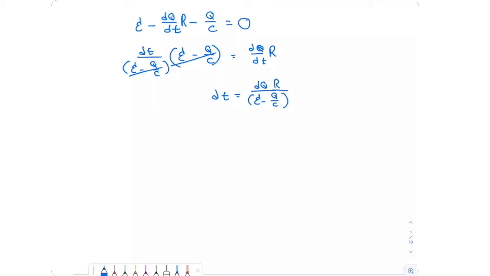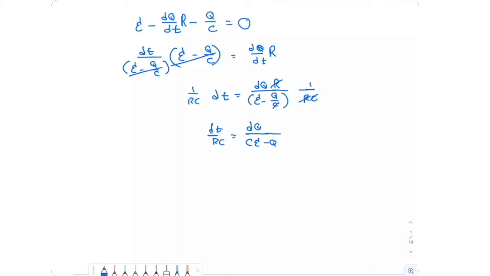So let me rearrange this a little bit more. I'm going to divide both sides by R times C. And so I get dt over RC. And on the right, that R cancels out, and that C cancels, and I'm left with C times the voltage minus Q. Okay, so that's a form that I can work with.